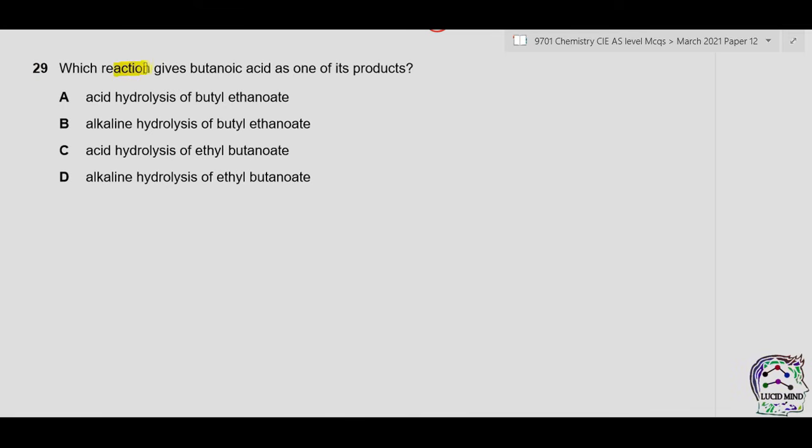Question 29. Which reaction gives butanoic acid as one of its products? In all A, B, C and D we have esters. First one is butyl ethanoate and then we have ethyl butanoate. Now butyl ethanoate structure is like this. We have 2 carbon atom carboxylic acid, so 2 carbon atoms are present with carbonyl carbon. Then we have butyl, which means we have 4 carbon alcohol that was present in the reactants. So this is the structure of butyl ethanoate. Rest are the hydrogen atoms.